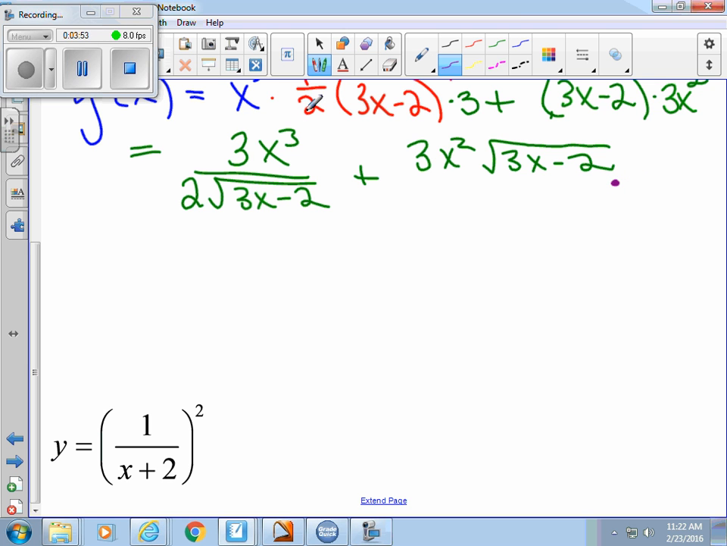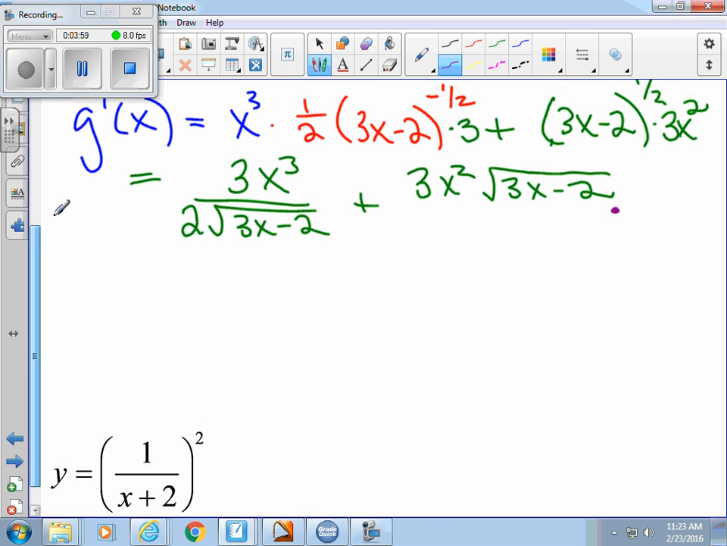See the 2 that was on bottom here? Yeah. And then the 3x minus 2 to the negative 1/2 power. Yes, that goes to the bottom. Right. But why is there 2? The 1/2. What happened to it? The 2 right here. Okay, makes sense. Is it really?